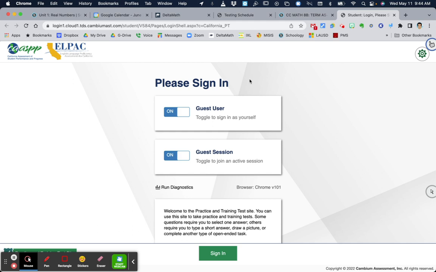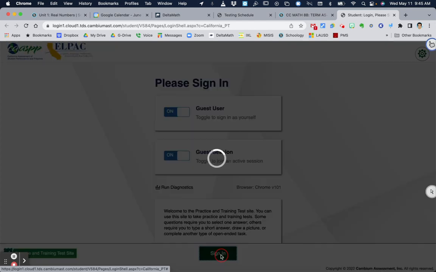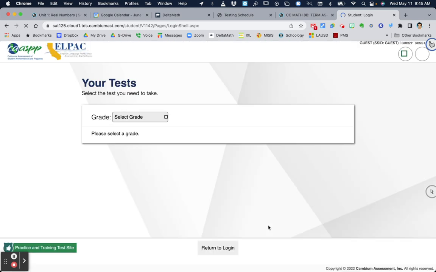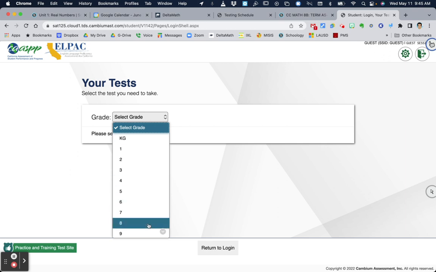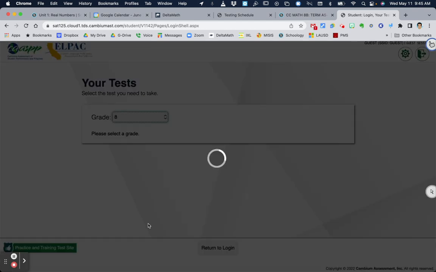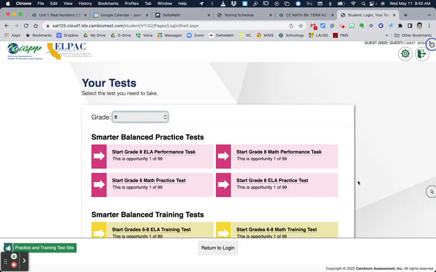They give you a lot of settings that we don't need to worry about. We're going to go in as a guest user, so that won't matter. So once you're here, just sign in. We're going to do this one together. Okay. And it's going to ask your grade, and we want 8th grade. So select 8th grade where it says your tests. And it's going to take you here. So I want to make sure everyone is here.